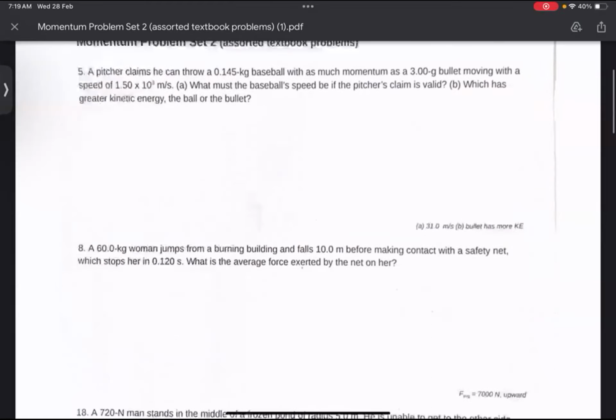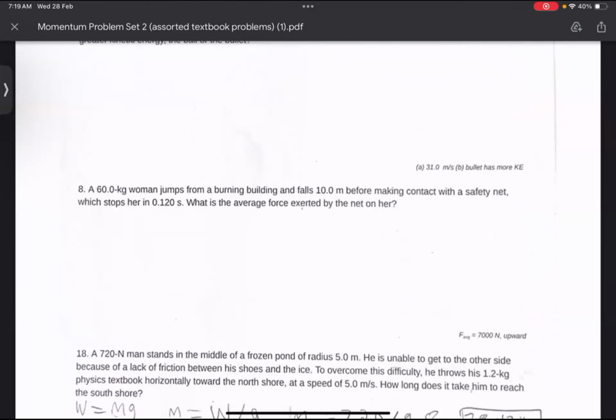Okay. Question number 6. A 60 kg woman jumps from a burning building and falls 10 meters before making contact with a safety net, which stops her in 0.12 seconds. Can you tell me what is the average force exerted by the net on her?